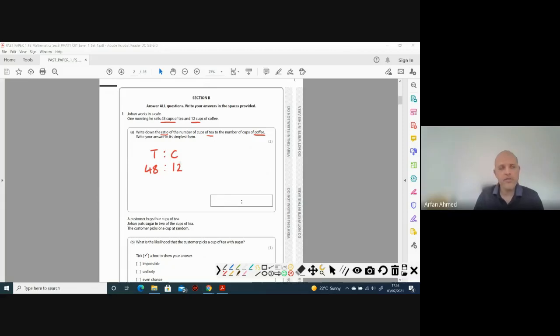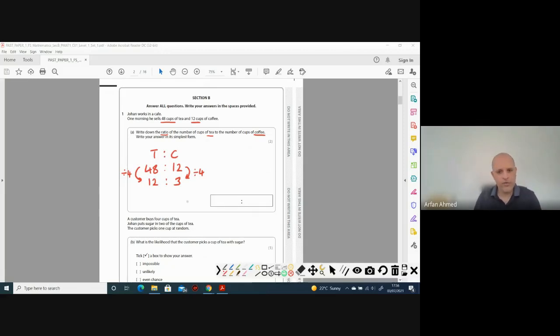Very similar to simplifying fractions, you have to look at which number goes into both of these at the same time. Some of you might have noticed you could do 2, you can do 4, and so on. In fact, let's do 4. I can see straight away 4 goes into that, and 4 goes into that. So 4 goes into 12 3 times, and 4 goes into that 12 times.